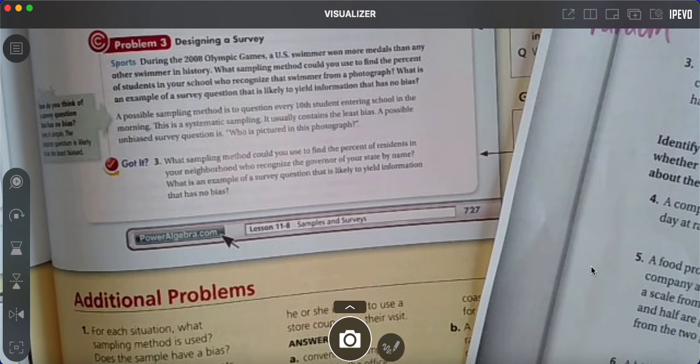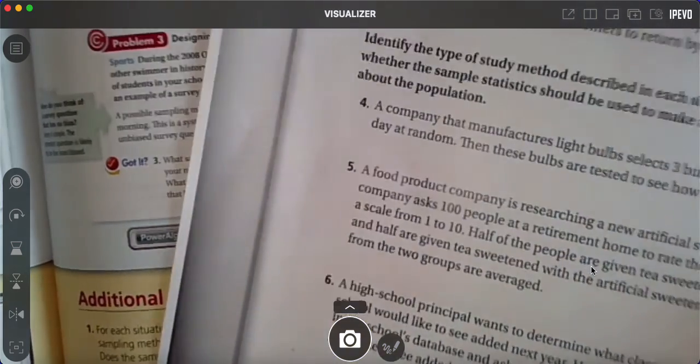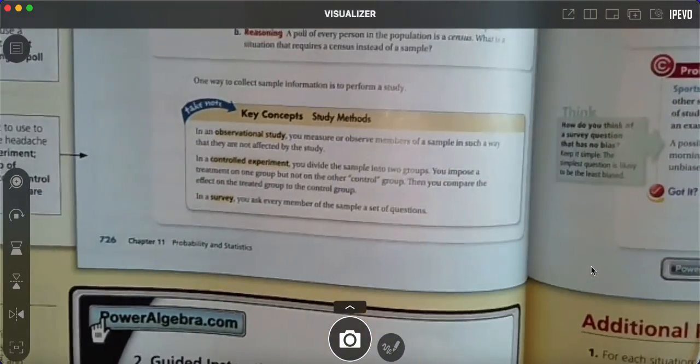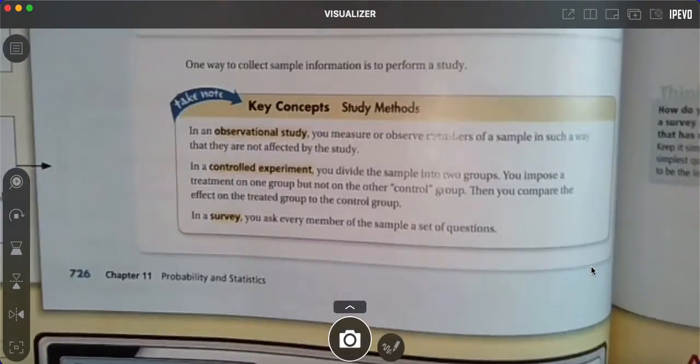Okay. The last thing is study methods. You can conduct a study to get research. All this goes with statistics. There is an observational study, a controlled experiment, or a survey. This is how you can get data.